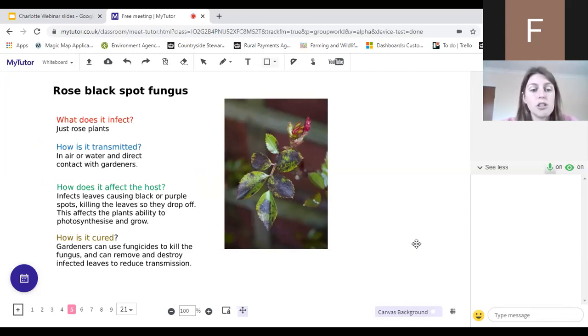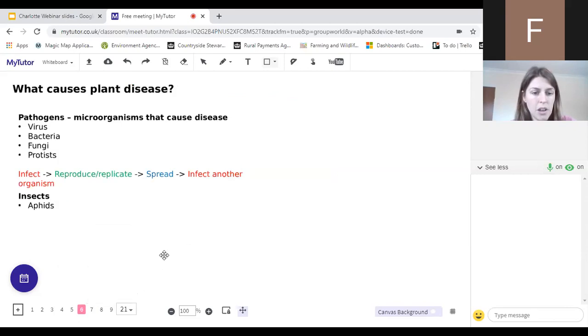How is it cured? Gardeners can use fungicides to kill the fungus and can remove and destroy infected leaves to reduce transmission. So there's kind of a bit of both there. Removing and destroying infected leaves means that they can't directly touch another plant. Hopefully you'd stop that spread within a plant, and then using that fungicide kind of directly attacks the pathogen itself. Okay. Those are 2 plant diseases that you need to know about that are caused by pathogens.